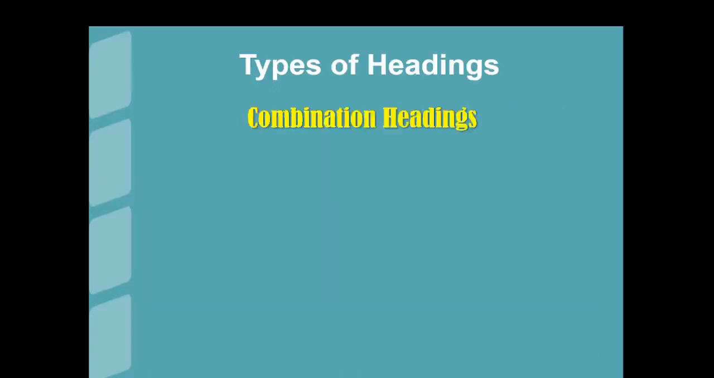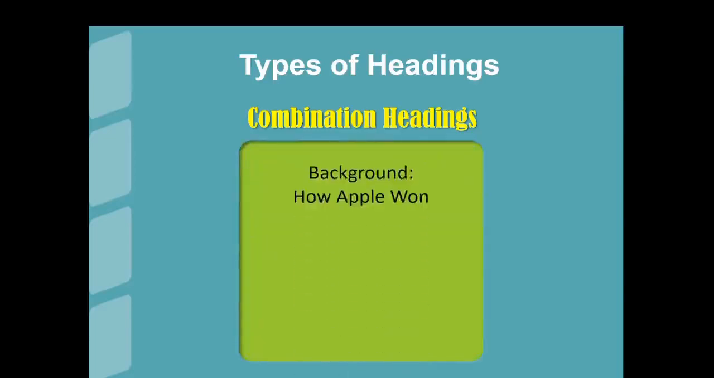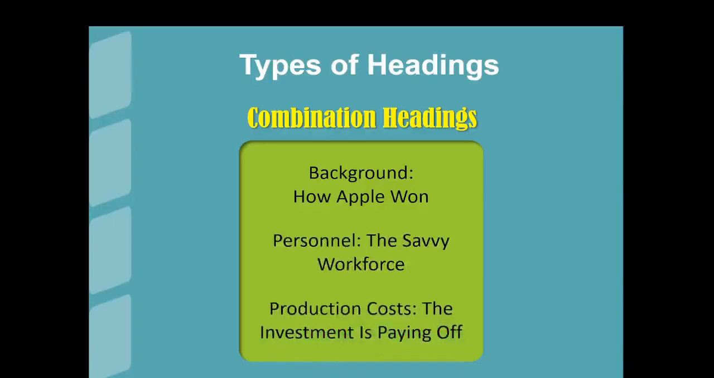There can be a little middle of the road approach as well, where you're giving a combination of the very stiff approach and a bit relaxed headings, like background how Apple won. So it's like that typical name of the section, and also a little bit of sneak peek into what's coming up here. Similarly, personnel, and then we have production costs, and you're giving overview of that.